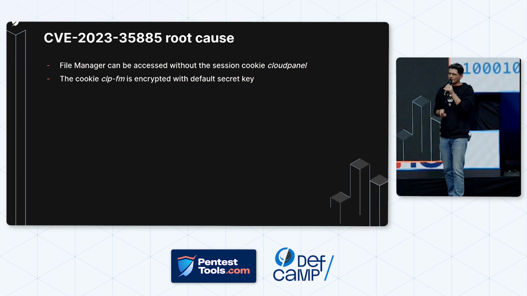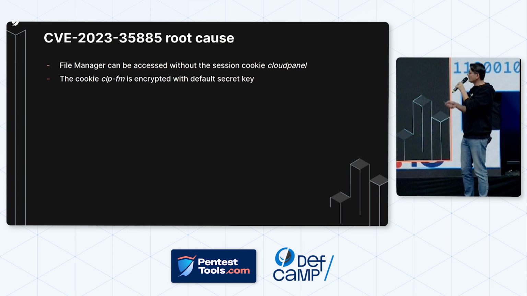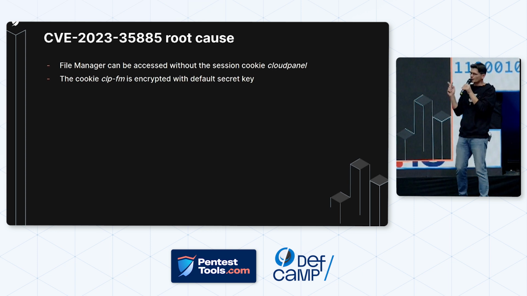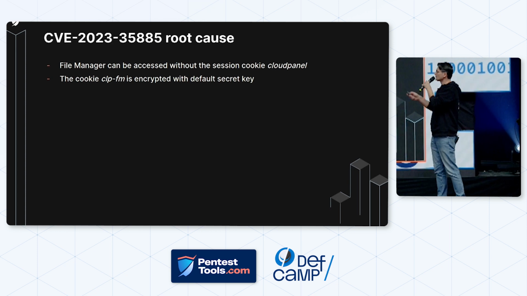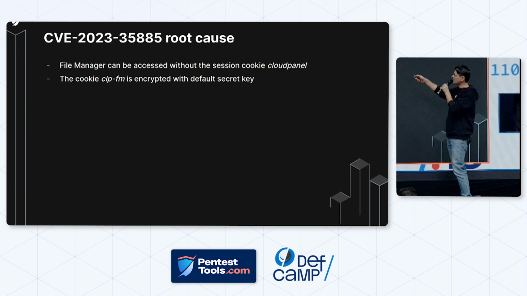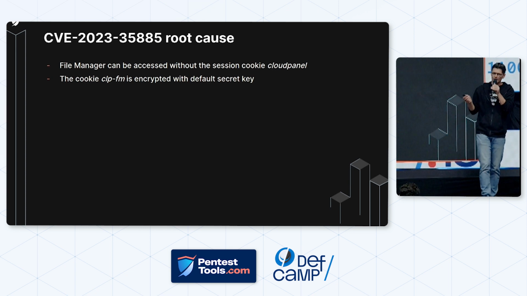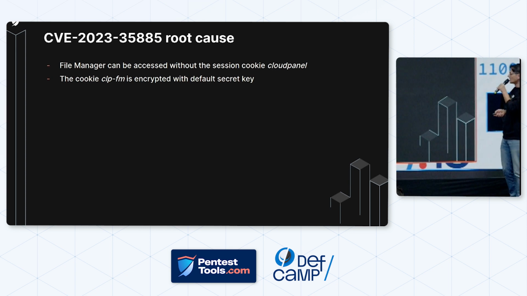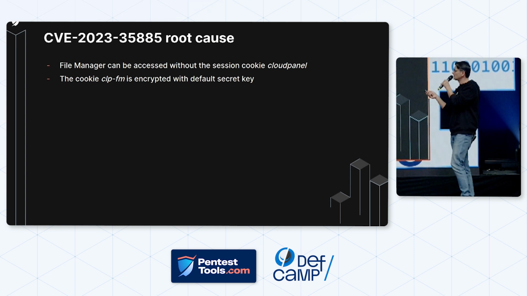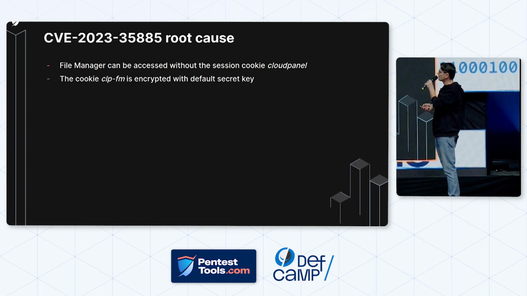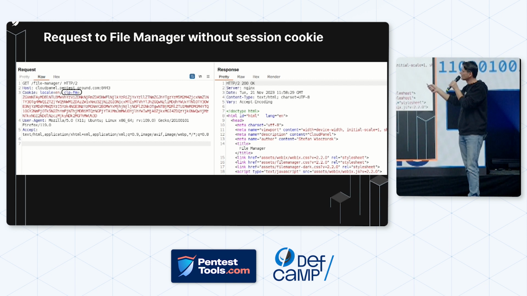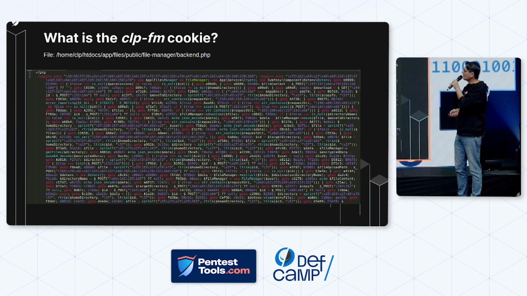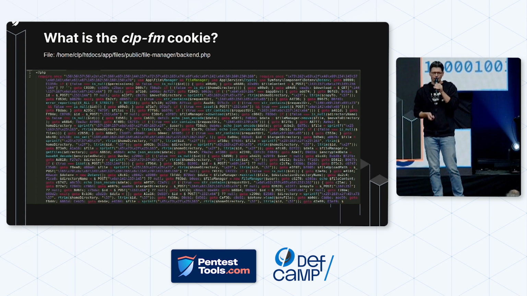However, the security researchers discovered that the File Manager can actually be accessed without the first cookie, without the session cookie, so without any authentication. And the question is, how can we obtain the second one so we actually gain access to the File Manager without any authentication? And they found out that it was encrypted with the default secret key. I'll show you right now. So this is the request to File Manager without the session cookie. It's actually the same result. And right now, what about the second cookie?